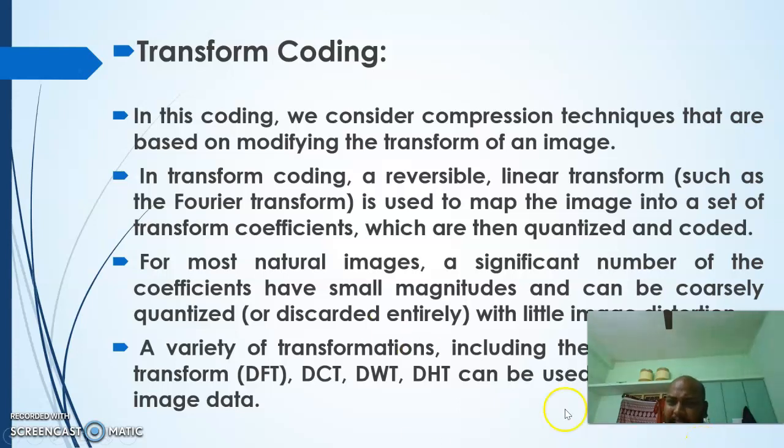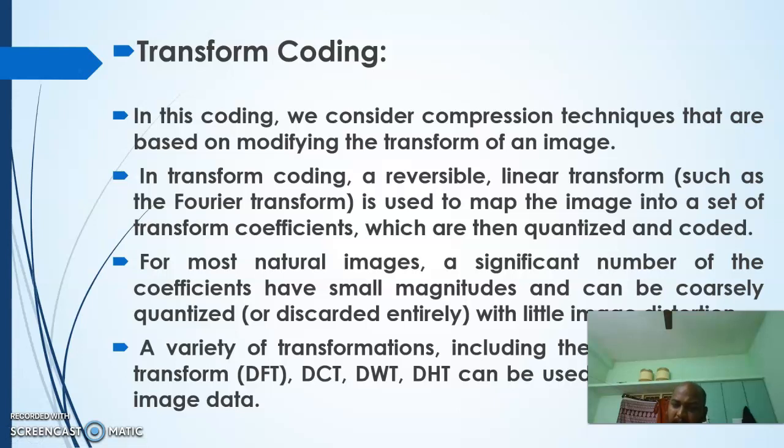Now we can see the theory in detail. In this coding, we consider compression techniques based on modifying the transform of an image. After transformation of the image, we see how the image looks, and according to that we select one compression technique, some compression codec. In transform coding, a reversible linear transform, such as the Fourier transform, is used to map the image into a set of transform coefficients, which are then quantized and coded.